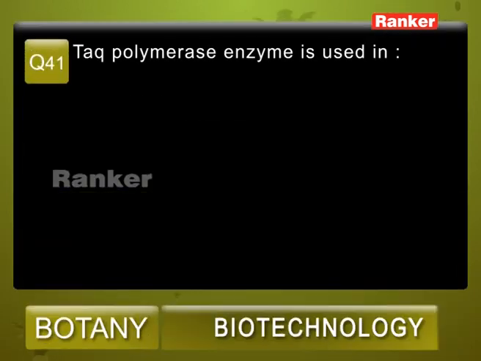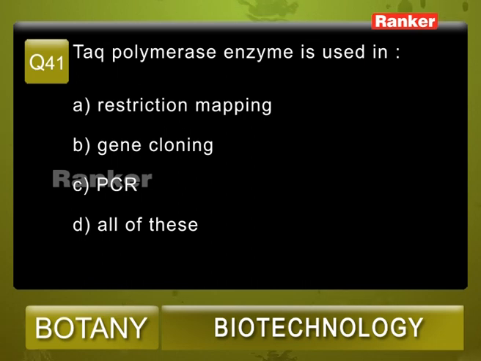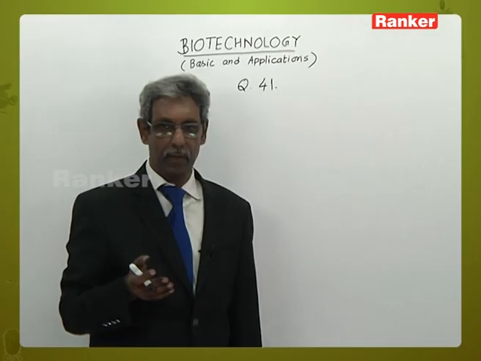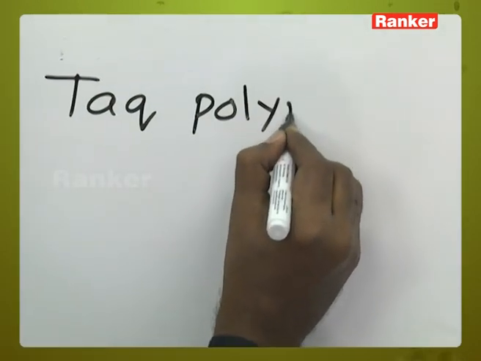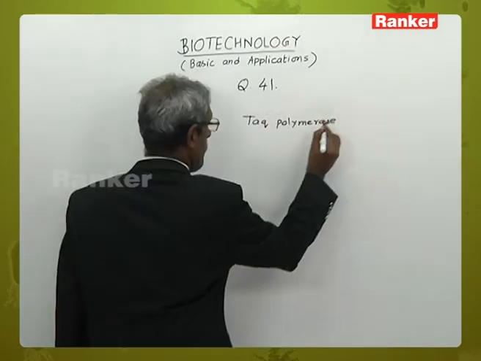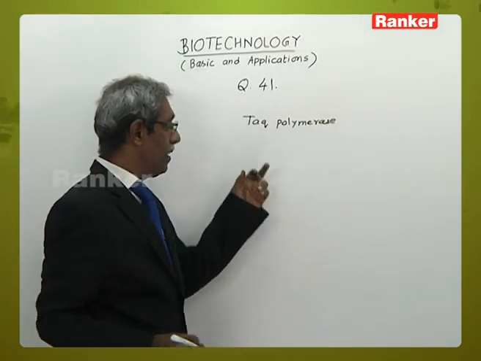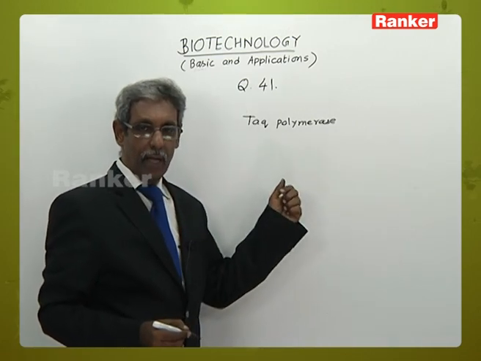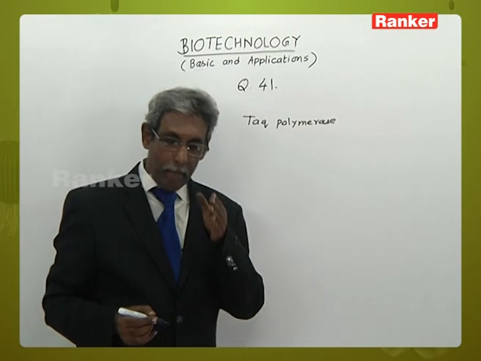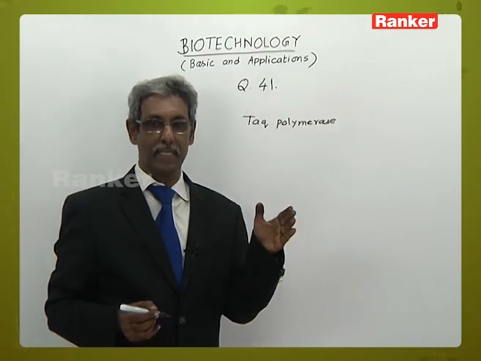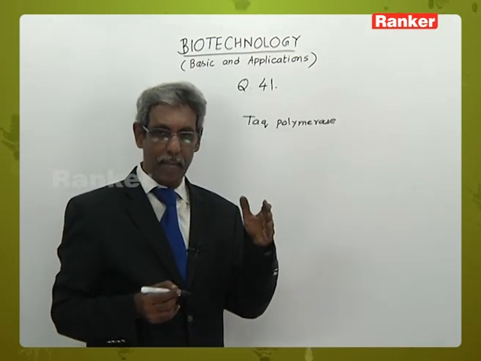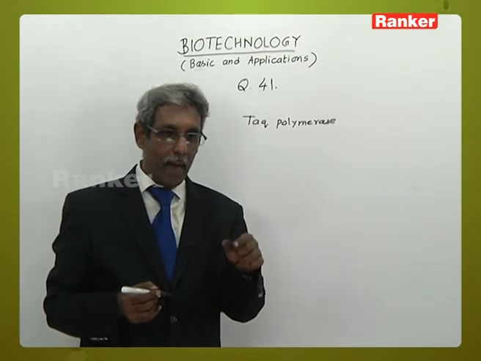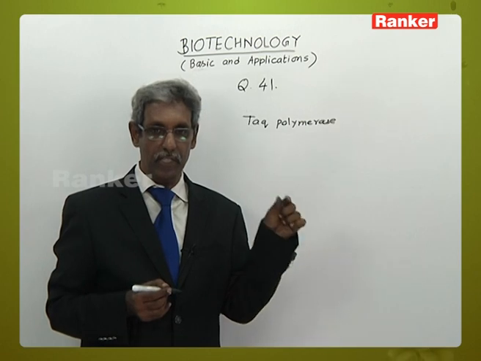Question 41 asks, Taq polymerase enzyme is used in A, restriction mapping, B, gene cloning, C, PCR, D, all of the above. When you take Taq polymerase, it is a specialized enzyme which has been extracted from a bacteria, and it is a polymerase enzyme which can break or cut the DNA at specific segments. And predominantly Taq polymerase is used in restriction mapping, cutting the enzyme, as well as taking the particular enzyme and allowing it to get cloned to a foreign gene of insert.